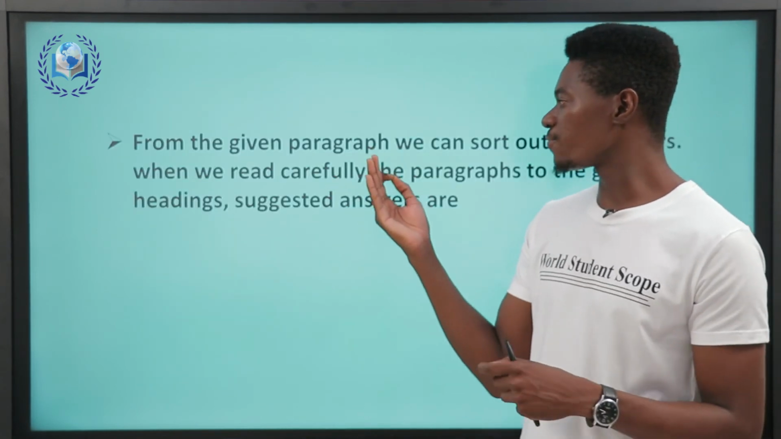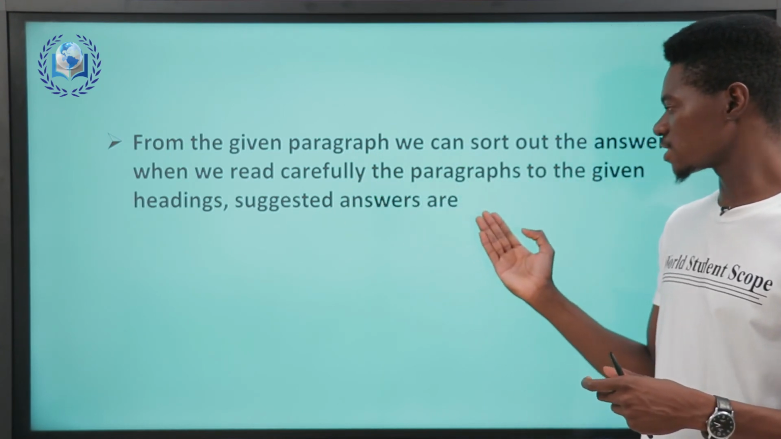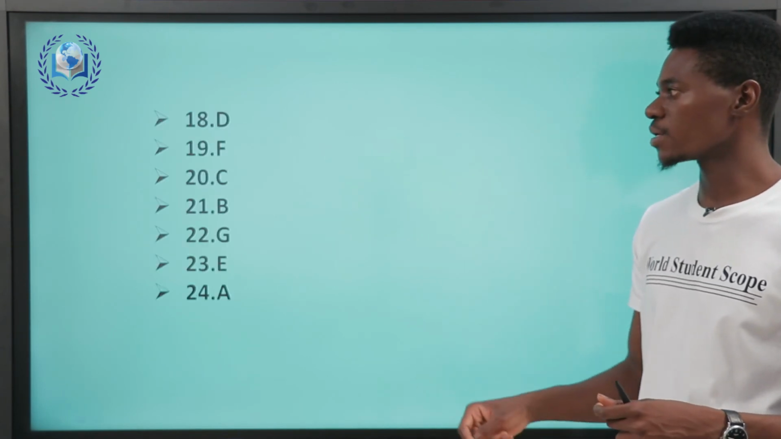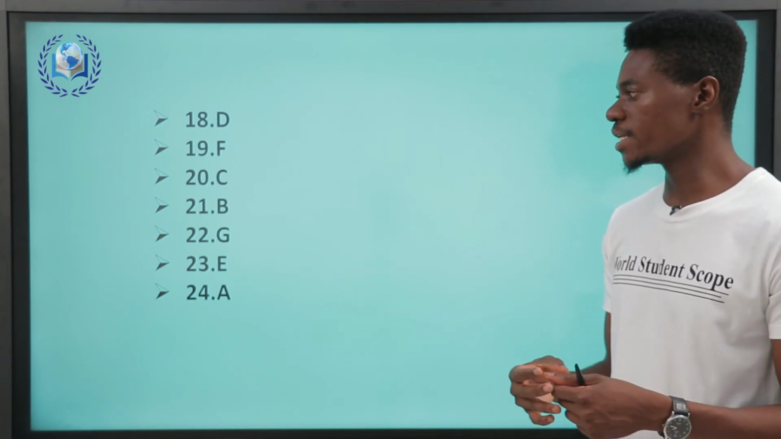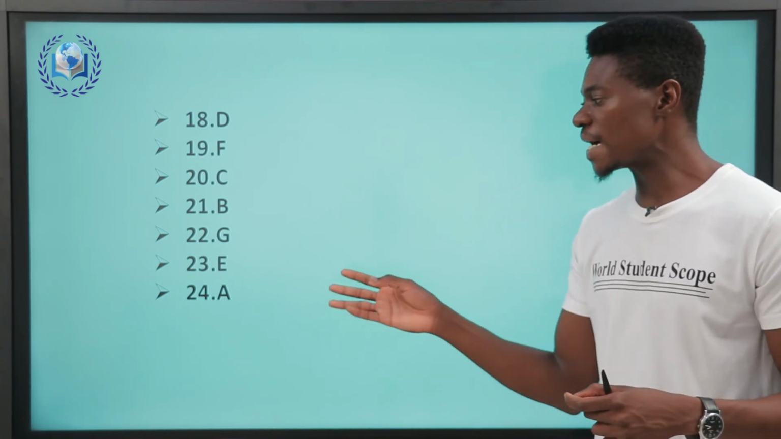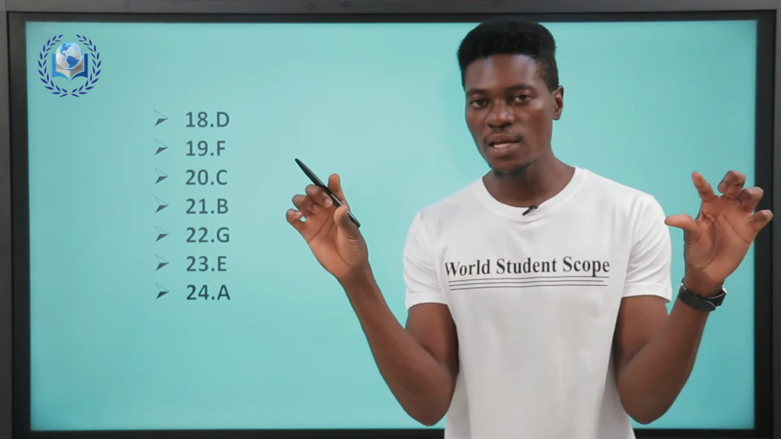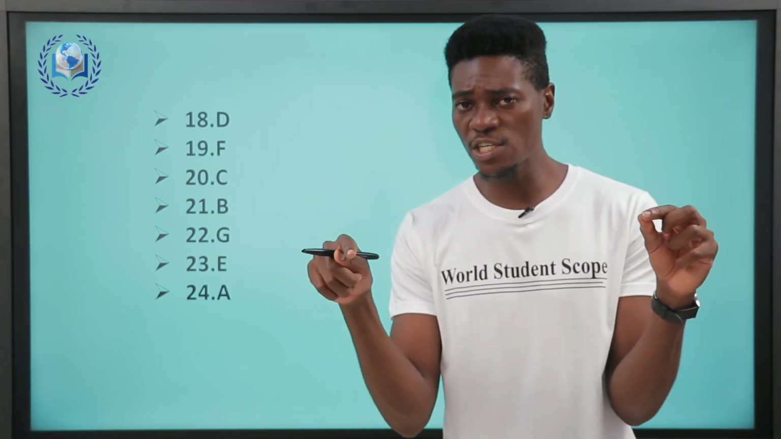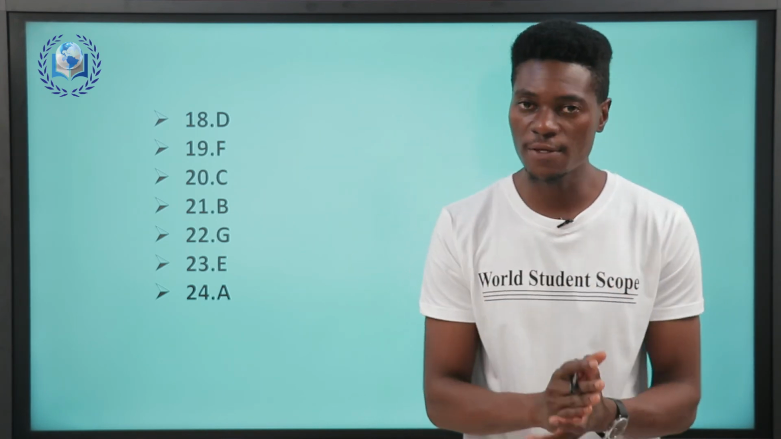So from the given paragraphs, we can sort out the answers when we read the paragraphs carefully against the given headings. Suggested answers are the following. 18 is D, 19 F, 20 C, 21 B, 22 G, 23 will be E, and lastly A. Very easy. Just choose the heading and read the heading very carefully, underline the keyword from the heading, go find it in the passages, and you can find whether it's passage A, passage B, or passage C.